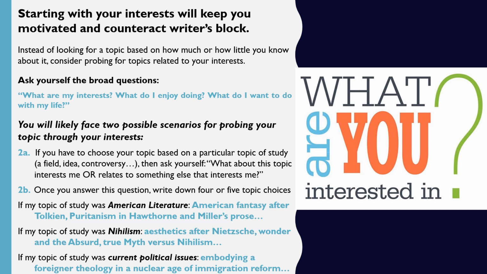If my topic of study was American literature, my list might look like American fantasy after Tolkien, Puritanism in Hawthorne and Miller's prose. If my topic of study was nihilism, my list might look like Aesthetics after Nietzsche, Wonder and the Absurd, True Myth versus Nihilism. If my topic of study was current political issues, my list might look like Embodying a Foreigner Theology in a Nuclear Age of Immigration Reform. As you can see, all I've done is taken my interests that I previously listed and connected them to a topic of study.